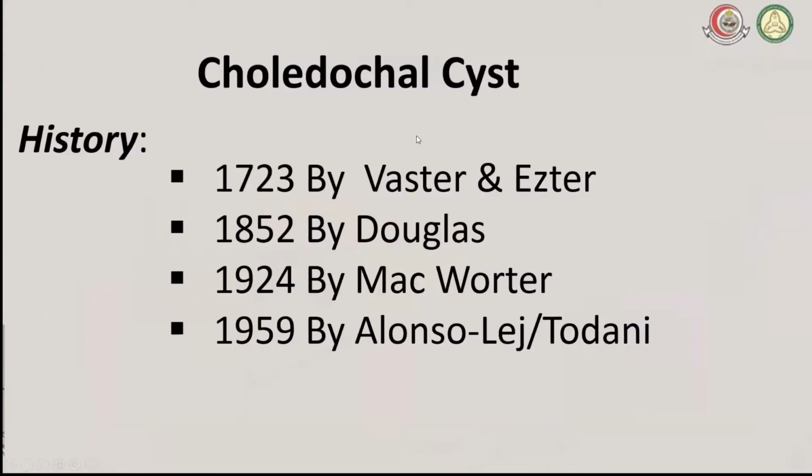So if we go to the choledochal cyst, it started in the 17th century, when they described the anatomy of the choledochal cyst. As more cases were collected, like by Douglas, who collected a series of 50 cases, the classification came initially by Alonso-Lej. He described three types of choledochal cyst, and a more detailed classification and modification was done by Todani to make it five.